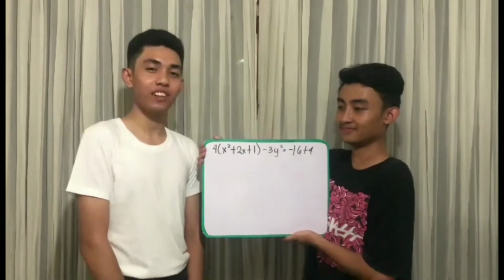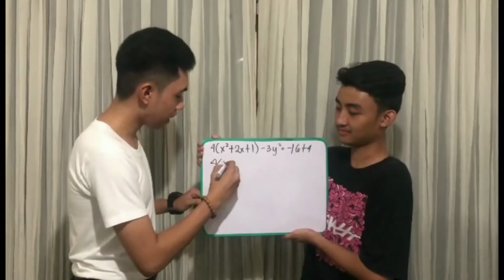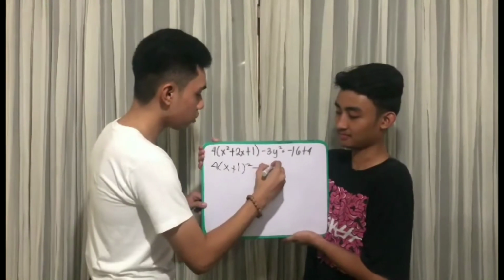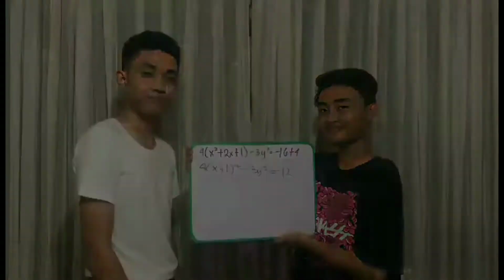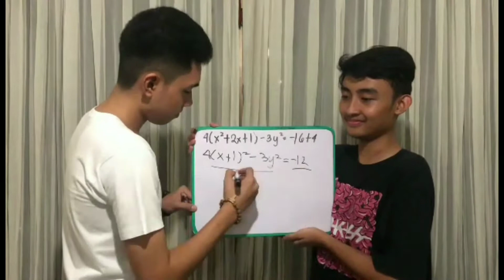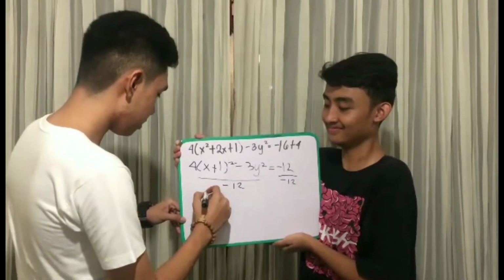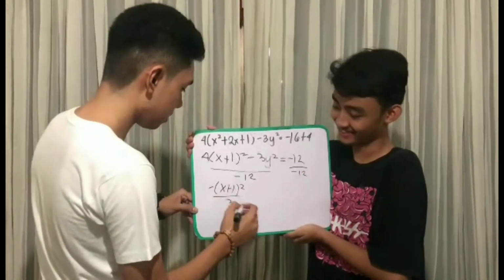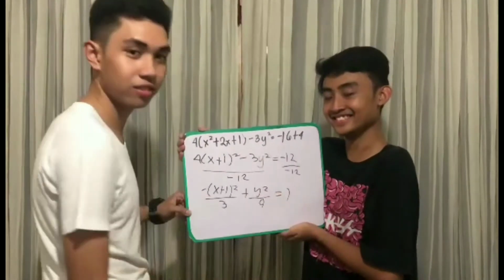And then, we need to factor this equation. 4 times the quantity of x plus 1 squared minus 3y squared is equal to negative 12. And then, we need to divide both sides by negative 12. And the answer is negative (x plus 1) quantity squared over 3 plus y squared over 4 is equal to 1.